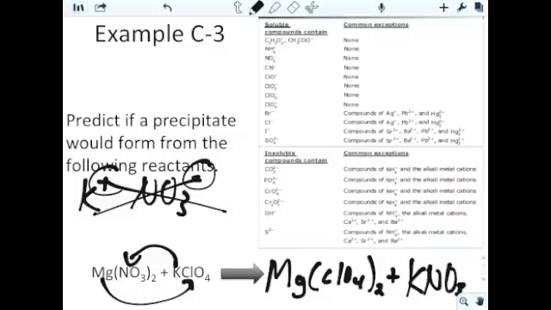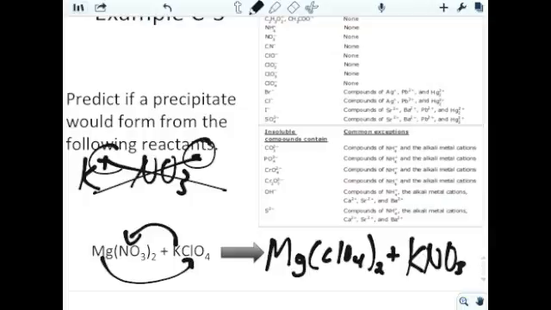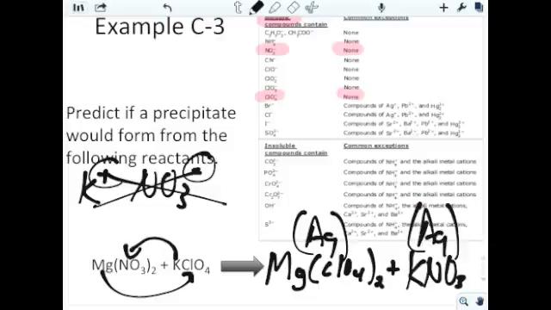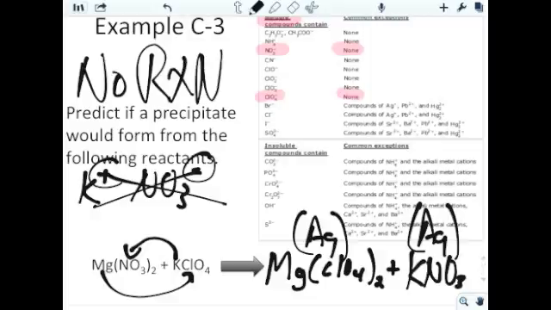So let's look and see if a reaction has actually taken place. So our first one, magnesium perchlorate. So we find ClO4. There's no exception to it. It is soluble, so therefore it is aqueous. So that's not a solid. And we see that we have nitrate and nitrate right there, and none. So therefore that is aqueous as well. So therefore there's no reaction because there's no solid compound that's formed.